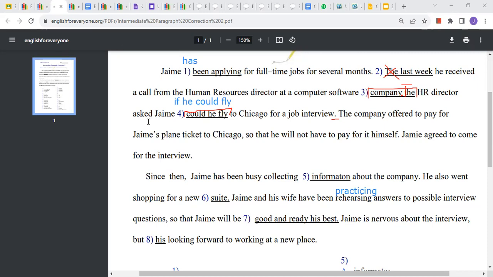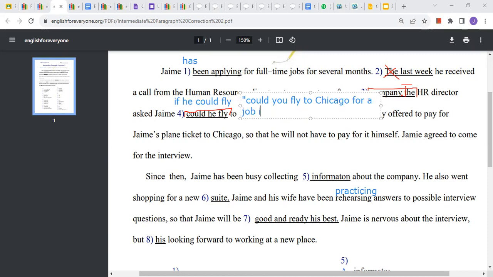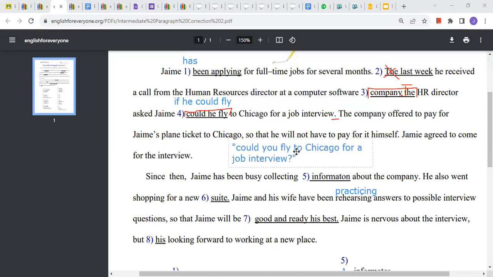Especially if we had a longer one, let's say the HR director asked Jamie, and I put quotation marks: "Could you fly to Chicago for a job interview?" then a question mark. We would have a question mark here because it's a direct question from the HR. But here it's as if Jamie, our friend, is telling us: the HR called me and asked if I could fly to Chicago.